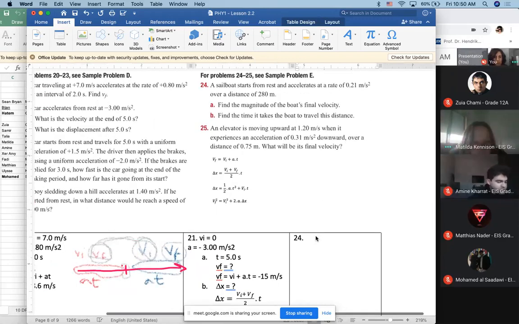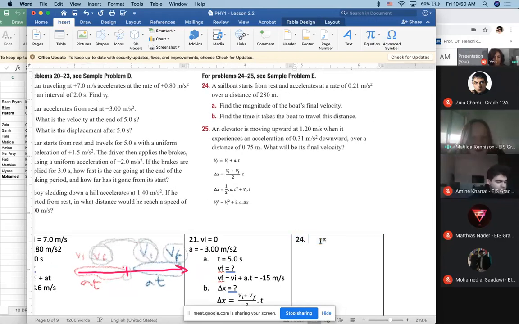A sailboat starts from rest and accelerates at a rate of 0.21 meters per second squared over a distance of 280 meters. Find the magnitude of the boat's final velocity. So what do they want? So they want the final velocity. And then in B, they want the time that it took them to do the distance.